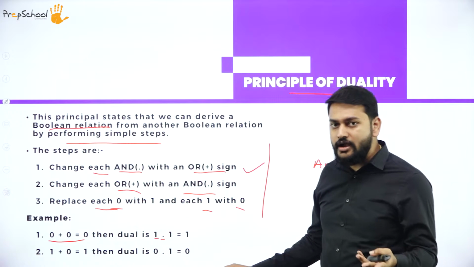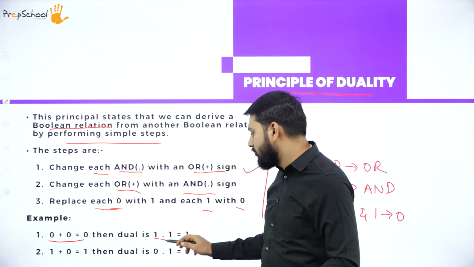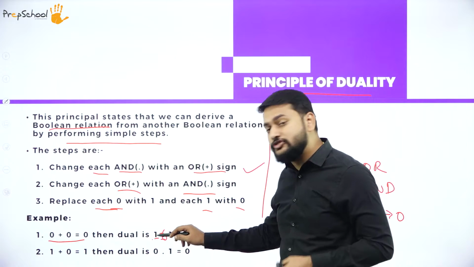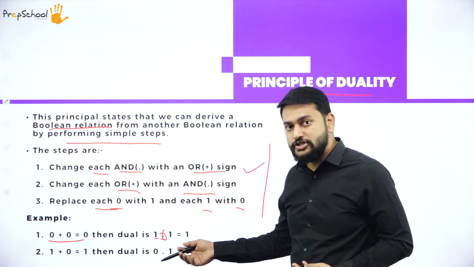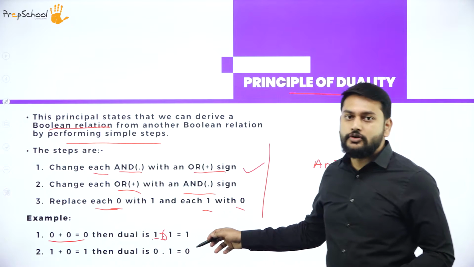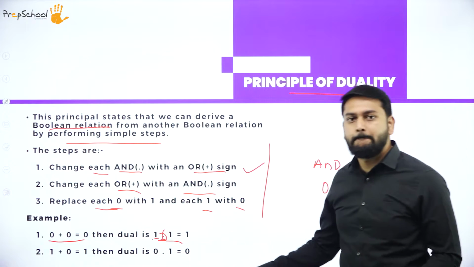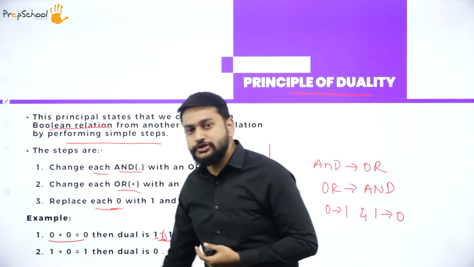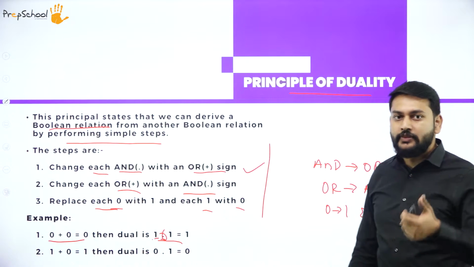Okay, I have AND, I'm just changing it to OR. So that is the first thing that I'm doing. Then what is the next thing that you are trying to do? So I have zeros. What is it that I have to do? I have to change it to 1. So 1 into 1. So the answer is correct, right? That's how I'm changing one Boolean relation to another Boolean relation. That's what you need to remember.